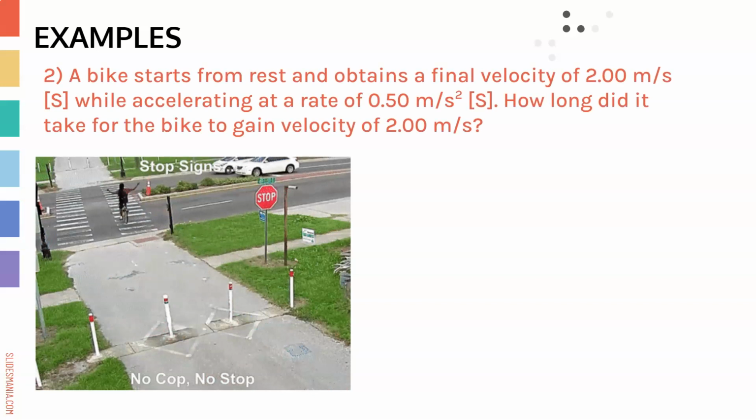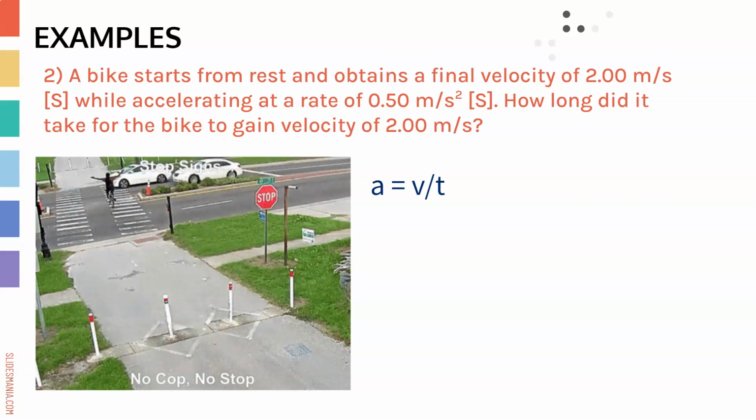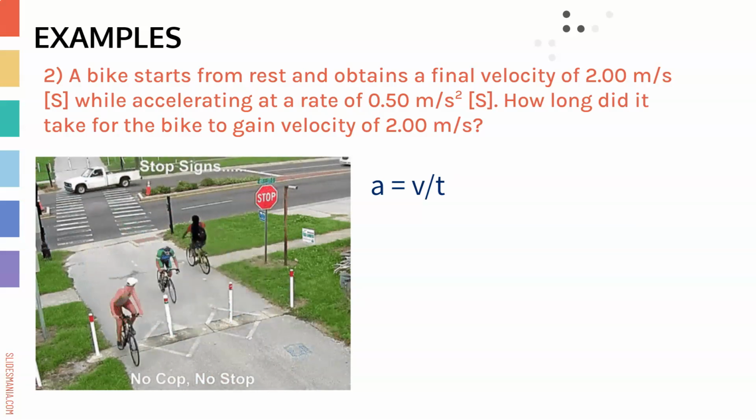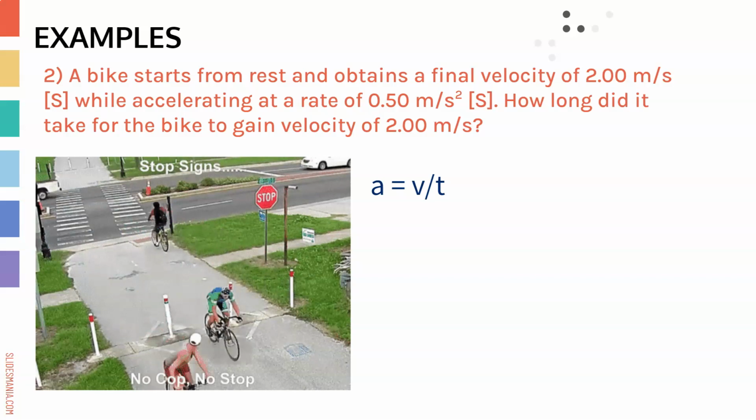This example gets a little bit dicey. This one gets a little bit more difficult because we are going to have to do a little bit of a rearrangement. So it says a bike starts from rest and obtains a final velocity of 2 meters per second south, while accelerating at a rate of 0.50 meters per second squared. How long did it take for the bike to gain the velocity of 2.0 meters per second?